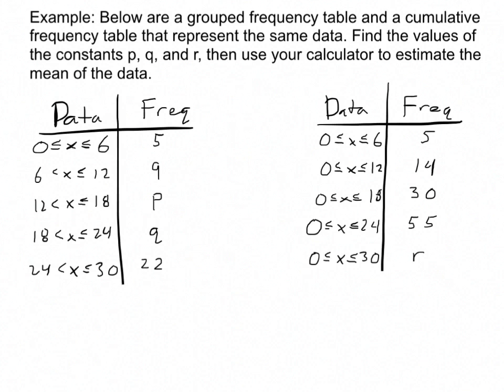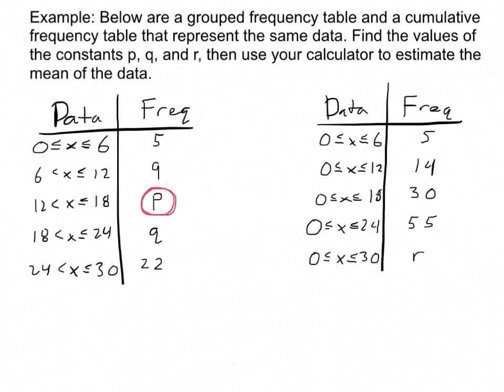Okay? So this one over here is the grouped table. I can tell because there are disjoint groups. This one is the cumulative table because they're all going from 0 up to different things. And you can even see some patterns here. Between 0 and 6 was 5, between 0 and 6 was 5. Then between 6 and 12 was 9, and that explains why there's 14 over here, because 5 plus 9 gets us 14. So now the question is, how will I find out what P is?